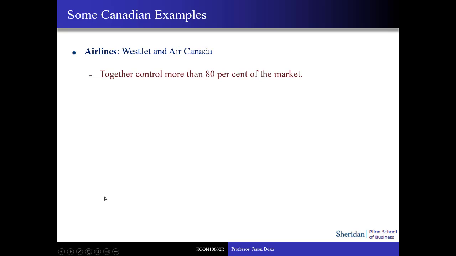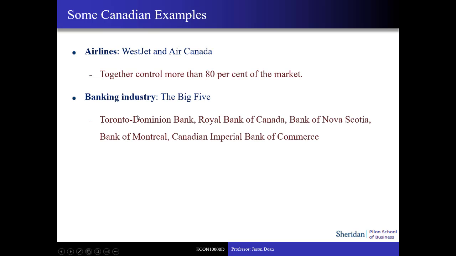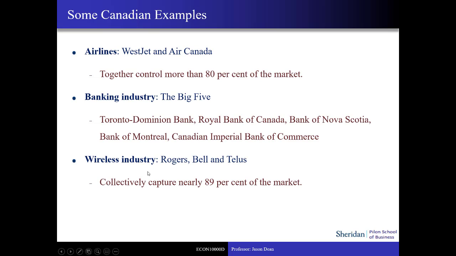So just in terms of some examples of oligopolies in Canada, there's a lot of them. These are just 3 different examples. Our airline industry is highly concentrated. WestJet and Air Canada essentially take up 80% of the market. The banking industry, we do have a lot of banks. There are many smaller banks, but there are 5 dominant banks which make up the majority of the market share. For example, TD, Royal Bank, CIBC, etc.